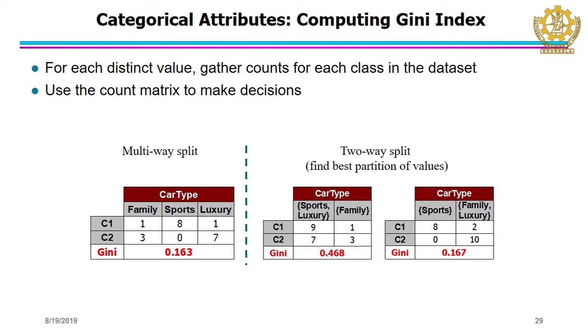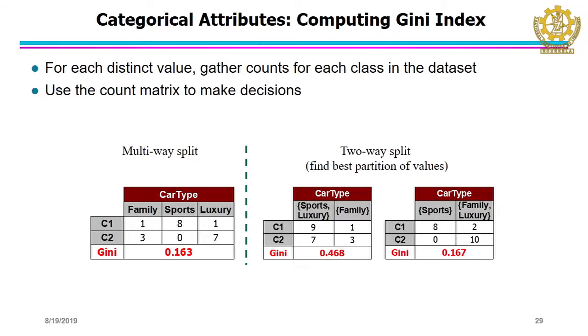Now, if you have a categorical attribute, let us say you have car type. So, there are 3 types of cars: family, sports or luxury. So, we can go with 3 branches, or we can go with 2 branches, one being sports and luxury, another being family. Similarly, otherwise we can go for sports, or family and luxury.